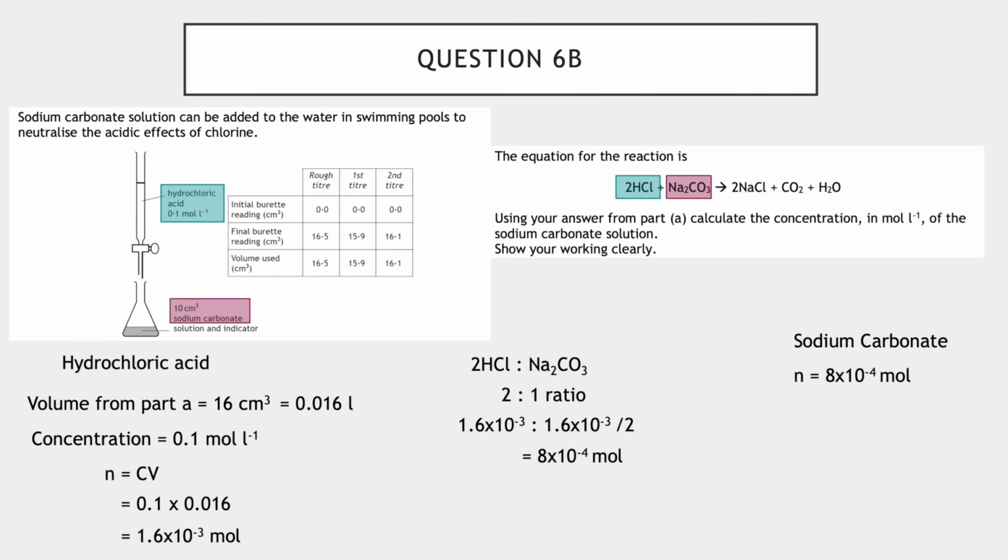We also have a volume in the question, which is 0.01 litres. We're interested in concentration, so that's number of moles divided by volume. Substitute in your values. We have 8 times 10 to the minus 4 divided by 0.01, which gives you an answer of 0.08 moles per litre.